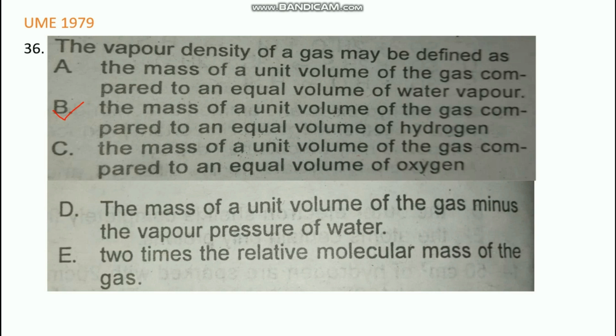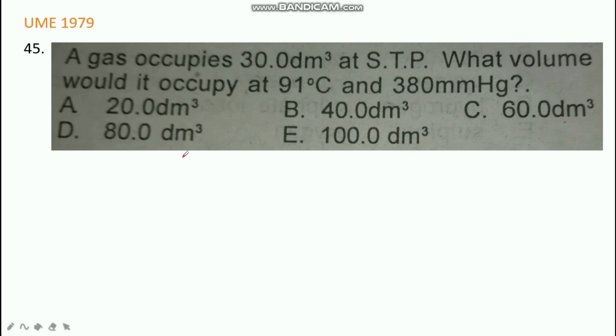And the next one, which is UMA 1979, question number 45. A gas occupies 30.0 cubic decimeter at STP. What volume would it occupy at 91 degrees Celsius and 380 millimeter of mercury? A gas occupies this, so we have V sub 1 is 30.